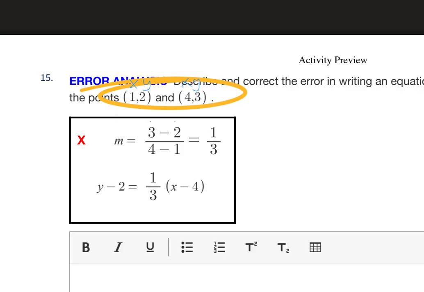3 minus 2 is 1. 4 minus 1 is 3. I like it. That's our slope. Put it right there. y minus 2 equals 1/3 x minus, oops. So that's wrong. If we use 2, then we need to be using 1 right here.